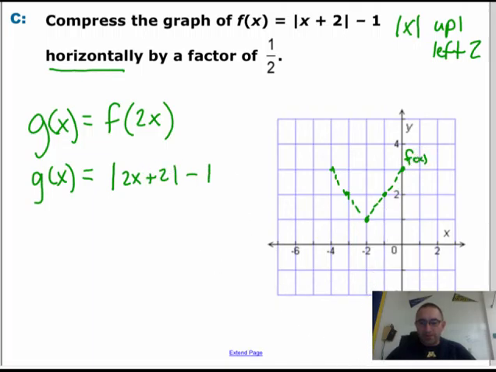Now for my new graph, I'm going to take and compress all of these horizontally by a factor of 1/2. So all of my x values are going to be cut in half. So here, this point will be cut in half. 0 stays there. This negative 3 will be at 1.5. And this 4 will be back to 2. 0 stays at 0. So I can see I now have a graph that's compressed or squeezed down into 1.